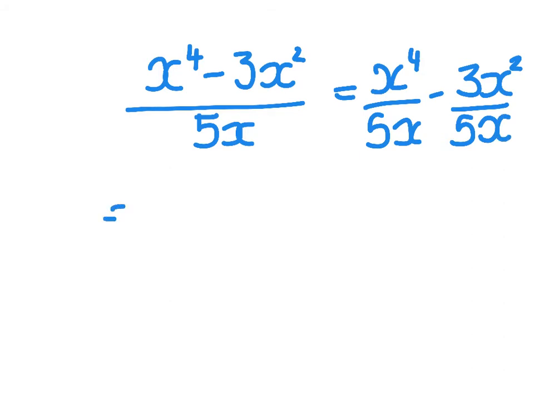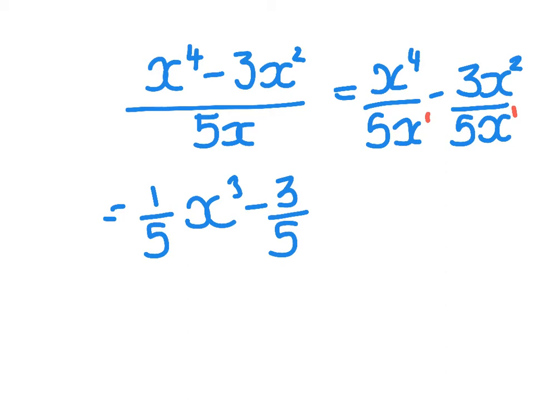Now I can use my indices rules. Remember, x where there's no power is x to the power of 1. When I'm dividing, the indices rule tells me that I subtract the powers. So I'm going to write it with the coefficients outside. Here on the top I've got 1, on the bottom I've got 5, so I'm going to take out the fifth. I've got x to the power of 4 over x to the power of 1, so it's 4 take away 1, which is x cubed. Again, I'm going to take out the constant, so minus 3/5 of x squared divided by x to the power of 1. 2 take away 1 is 1, so it's 3/5 of x.